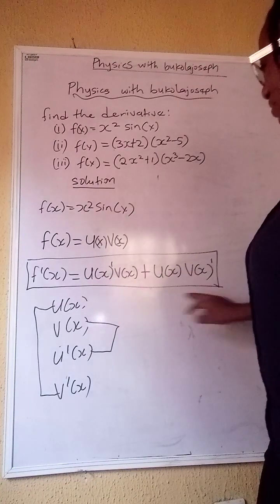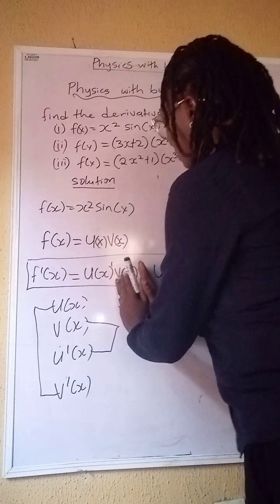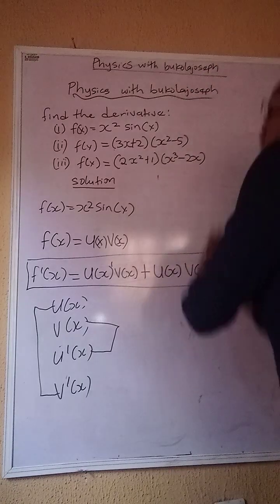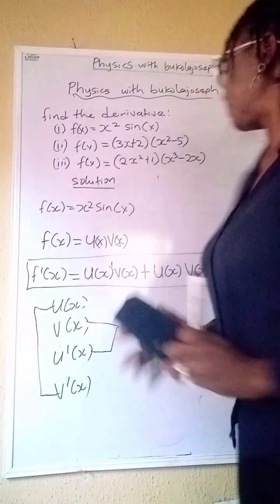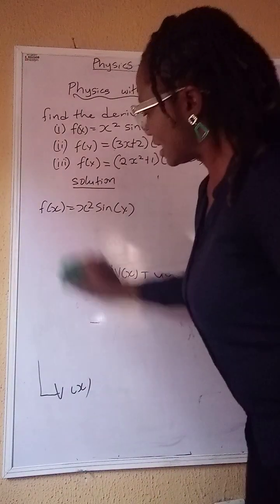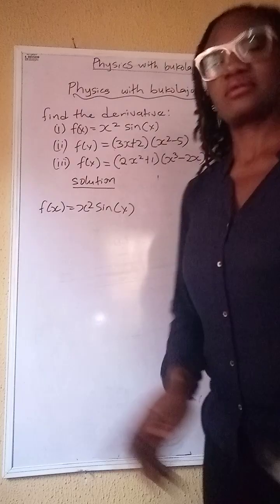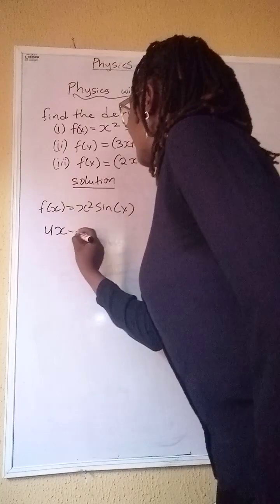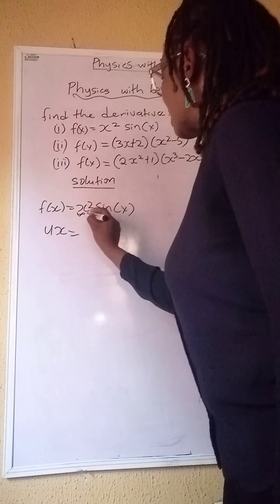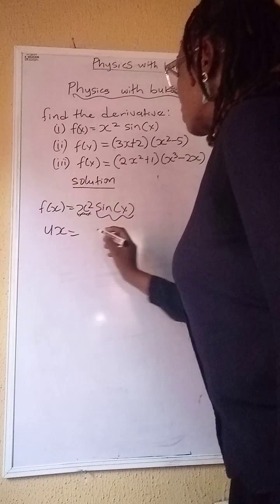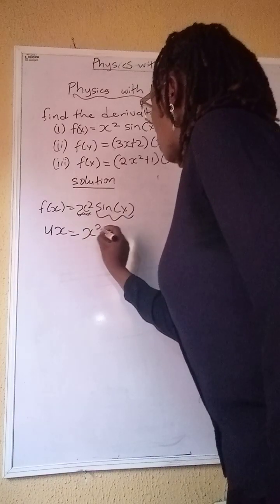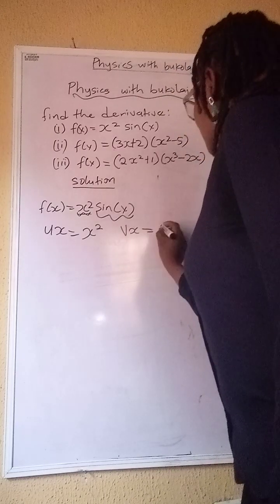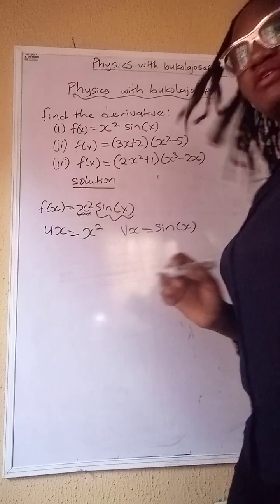You have this formula: you are differentiating the first, you keep the second, then plus you are keeping the first, you are differentiating the second. So let's apply this so that we can keep to time. Applying this to this, let's identify u of x from this product we have. So u of x is going to be this first one, the second one will be what? v of x. So we have u of x to be what? x squared. Then our v of x is going to be sine of what? Sine of x. Can you see what I'm doing?